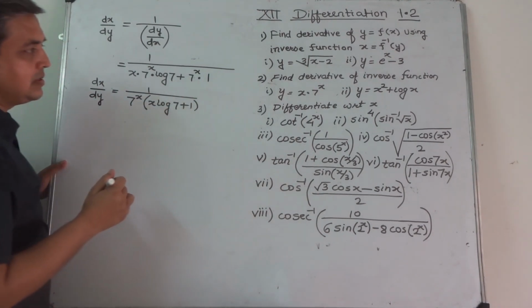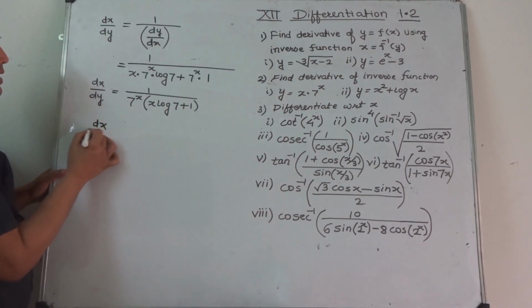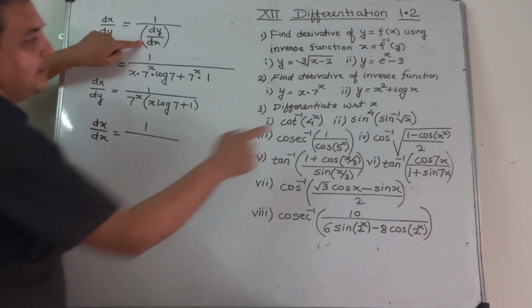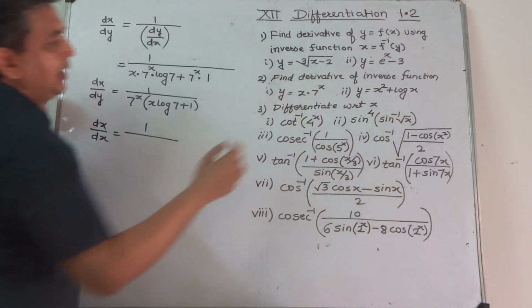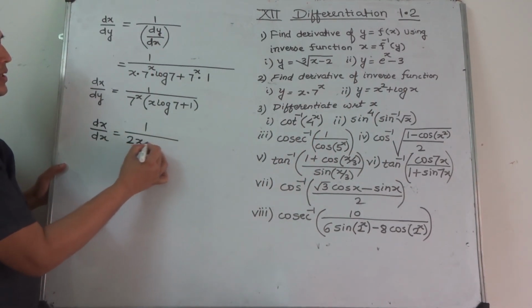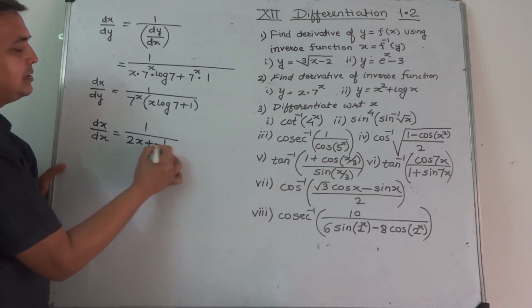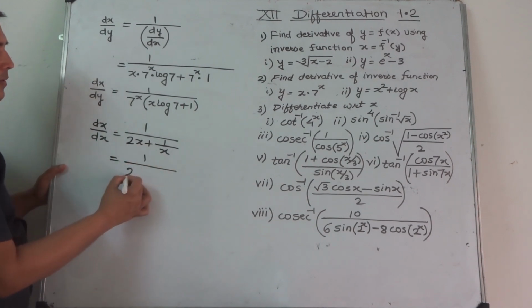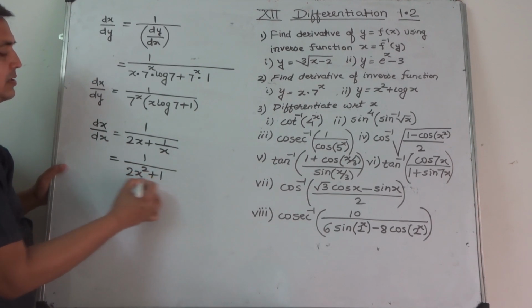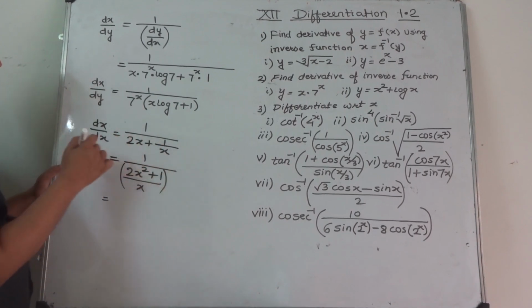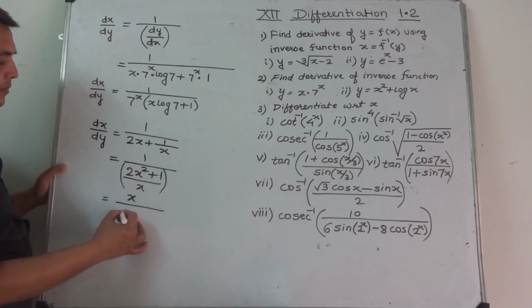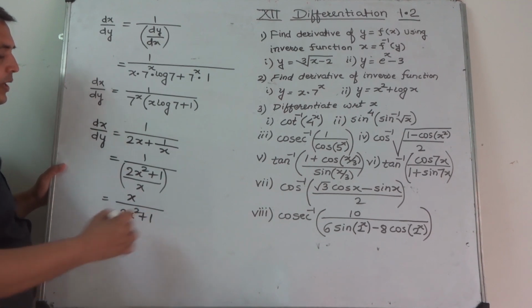Now the next question, similarly, we can write dx by dy equal to 1 upon dy by dx. Now this is y. What is dy by dx? The derivative of x square is 2x, and the derivative of log x is 1 upon x. Solving this, we can write, cross multiplying, 2x square plus 1 upon x, and this denominator x will go in the numerator, and we can write this as x upon 2x square plus 1.